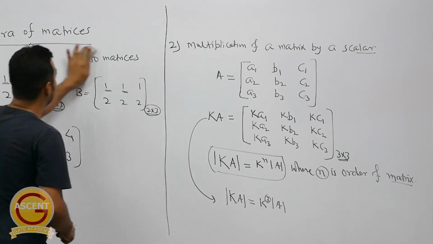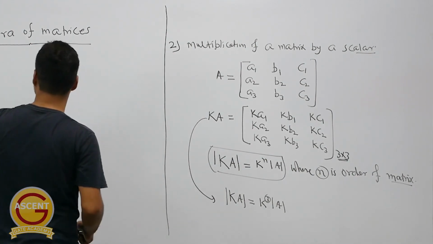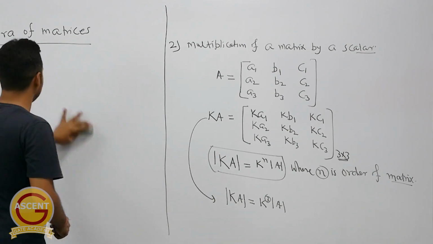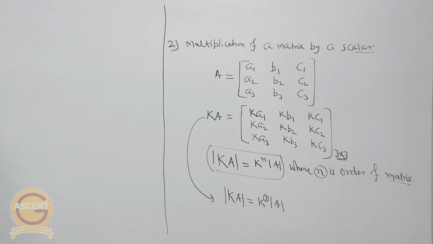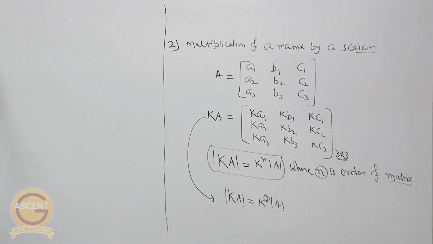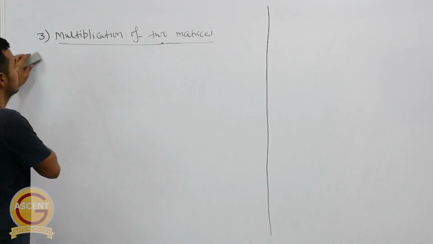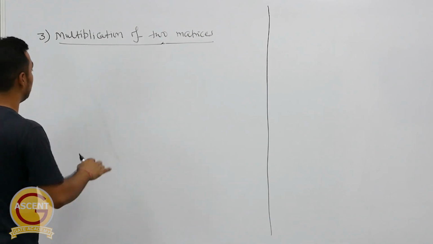Now the next thing that we have to learn is multiplication of two matrices. So number 3 is multiplication of two matrices. Our next concept is multiplication of two matrices.